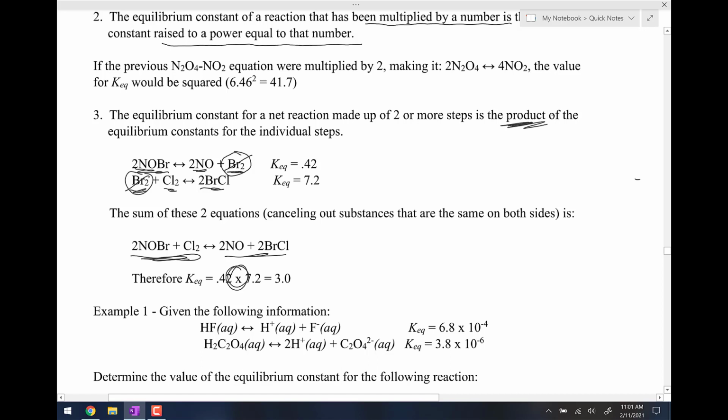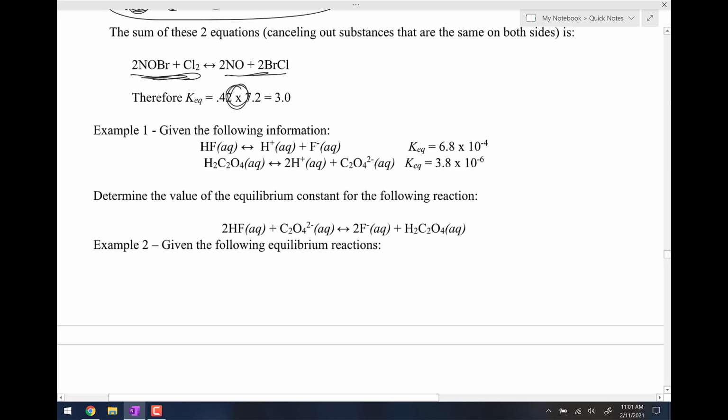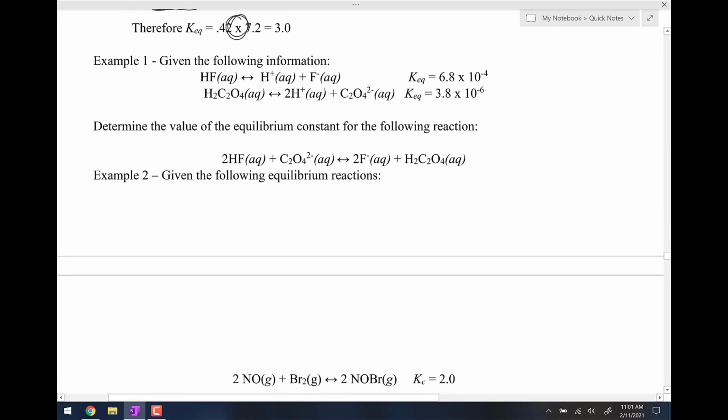Now, why do you need to do this? Why do you need to flip equations? Why do you need to double them or triple them or maybe cut them in half? And why do you need to add equations together? Because sometimes we don't know the equilibrium constant of one chemical equation, so we can use some other chemical equations to figure it out. And by that I mean the following.